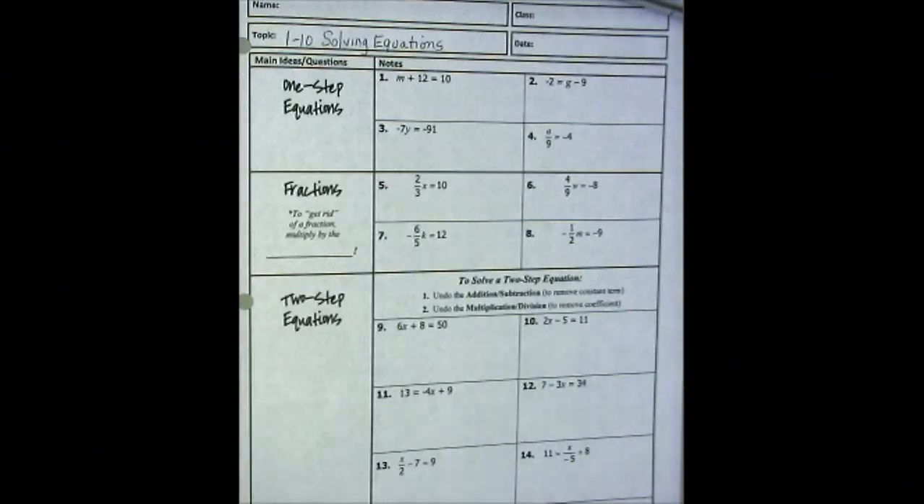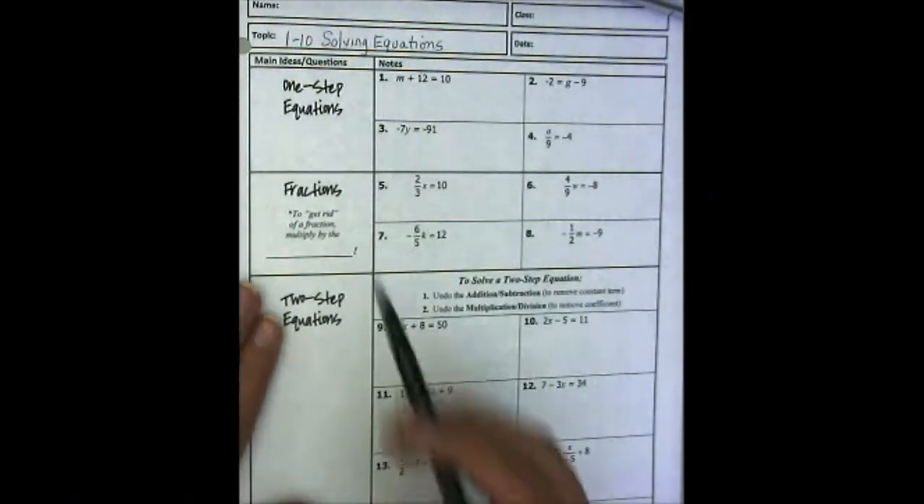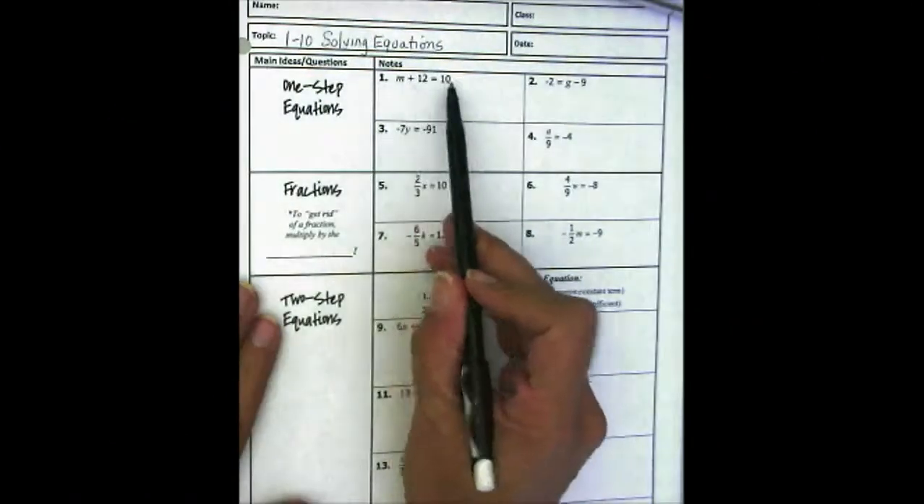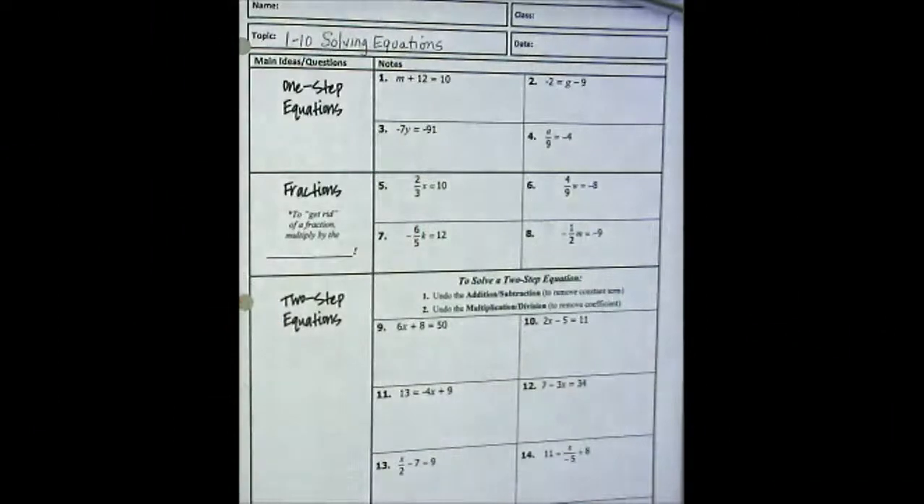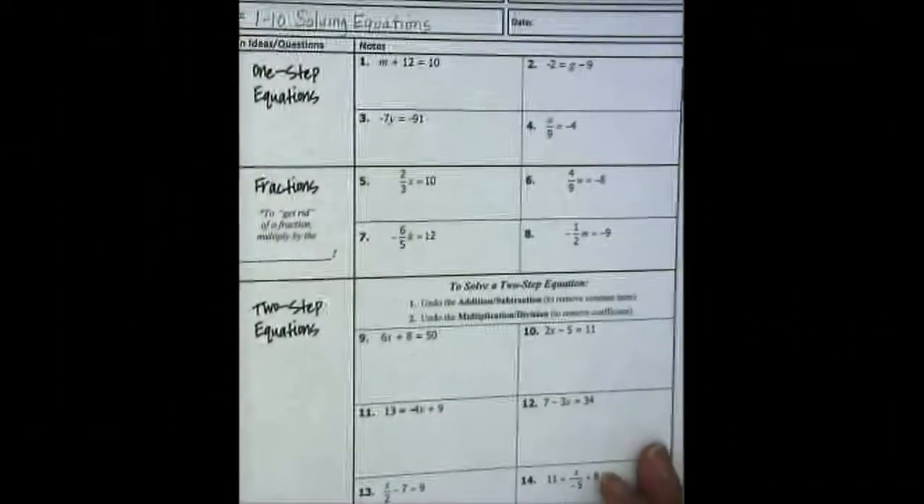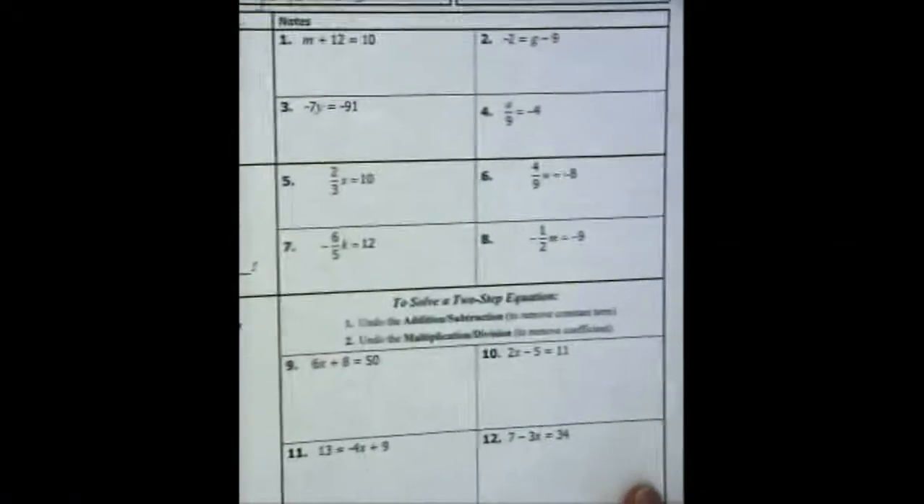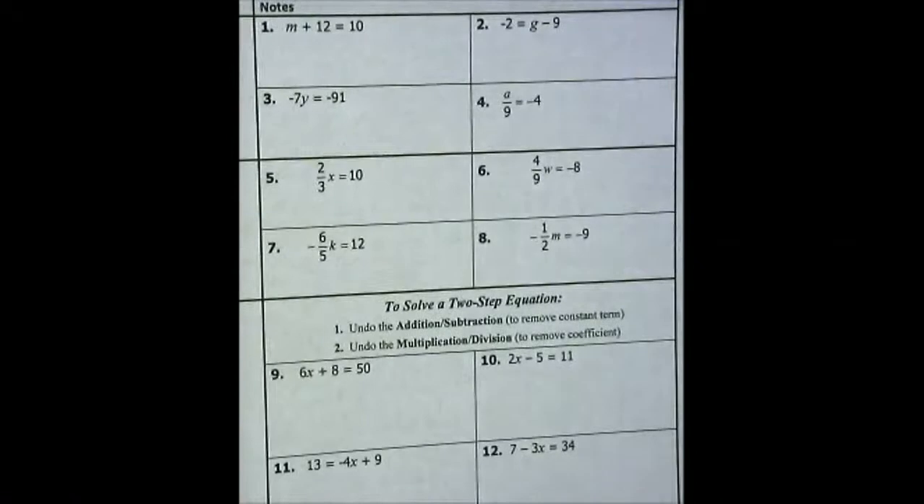We won't spend a lot of time on these because this is something that you did last year in pre-algebra. So number 1 says m plus 12 equals 10. Now remember that when we do these, an equation, what you do to one side of the equation, you must do to the other side of the equation as well. And I'm pretty much a stickler for you showing your work on both sides in order to get credit. So start to get in the habit of showing work like I am.